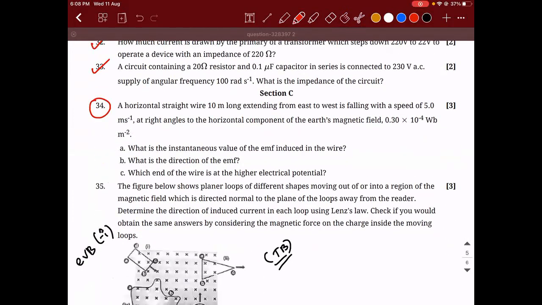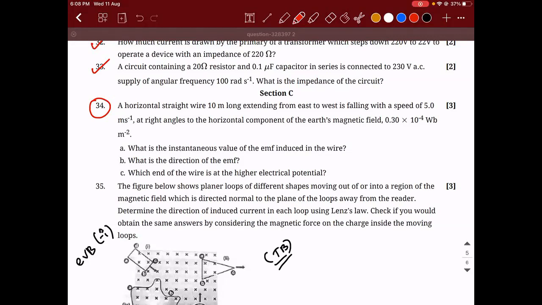So there is a horizontal straight wire which is 10 meter long, extending from east to west, is falling with a speed of 5 meter per second at right angles to the horizontal component of the Earth's magnetic field, whose value is given by 0.3 into 10 power minus 4 Weber.